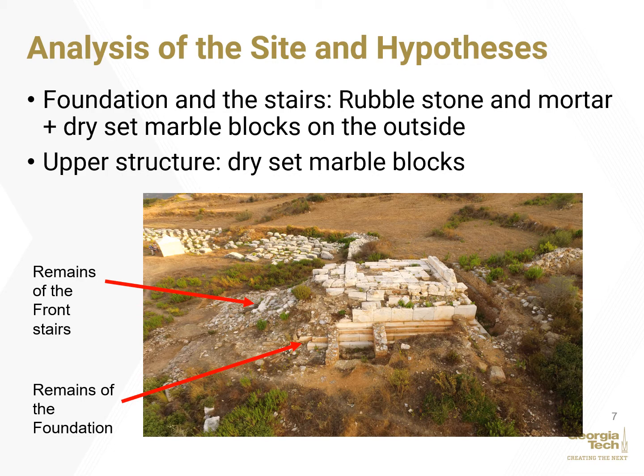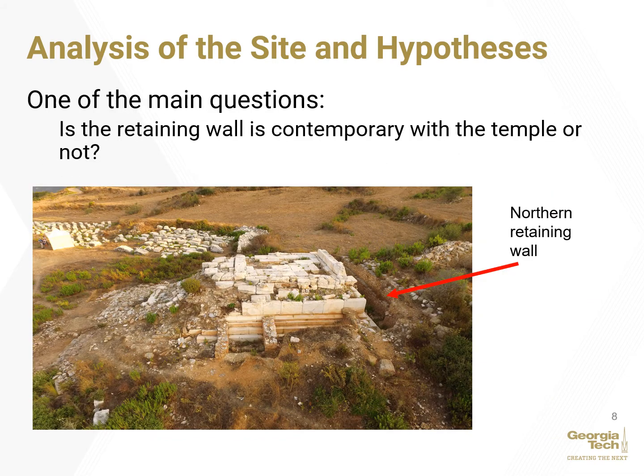Upper structure is entirely of dry set marble blocks, no mortar, and there is some evidence of mechanical attachments, but not as much as common in some of the other Greek temples. Very minimal mechanical attachments. So one of the main questions we asked when we were studying the site was, is this northern retaining wall contemporary with the temple or not?